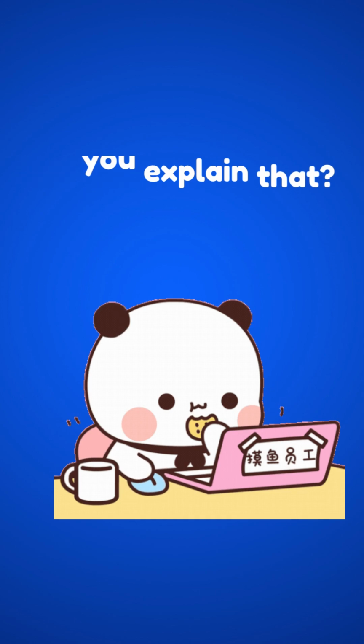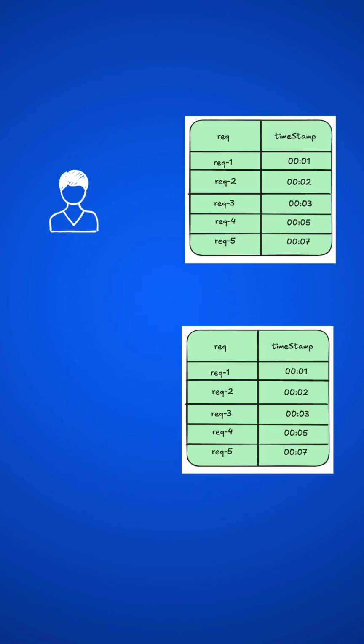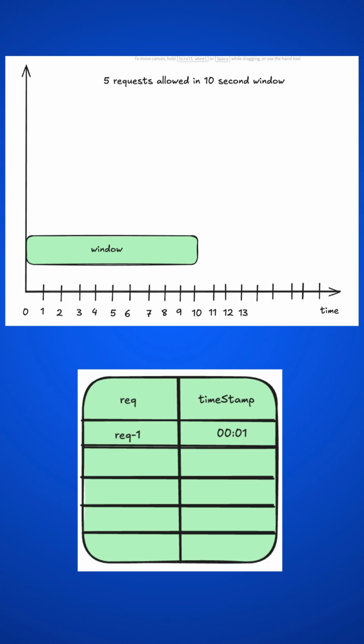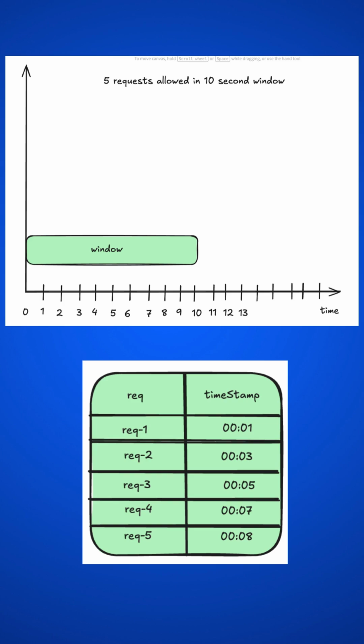Can you explain that? Sliding window log is all about keeping a record of each request timestamp per user. For example, we allow 5 requests in a 10-second window. Let's say the first request comes at 1 second. We store that timestamp. Then 3, 5, 7, 8, all good because the window isn't full yet. But a request at 9 seconds will be rejected because the 5 timestamps in the window are already occupied.